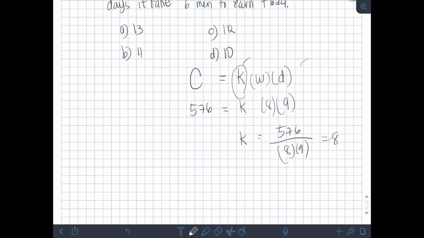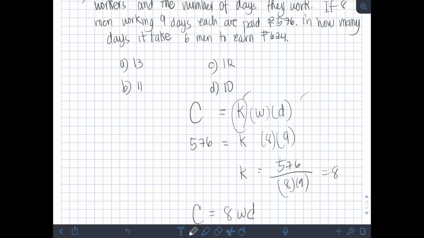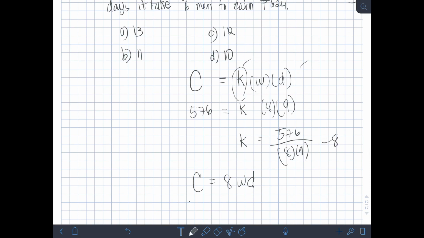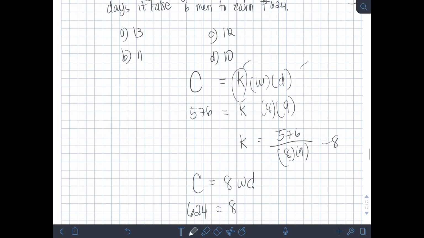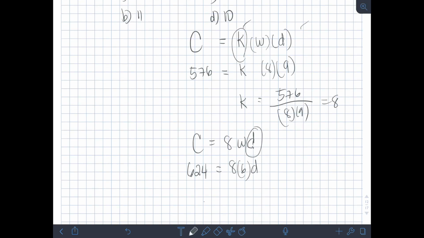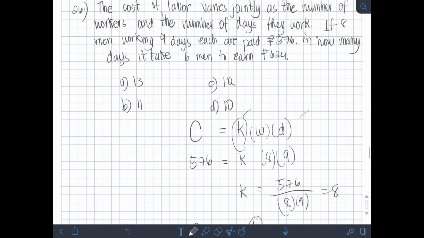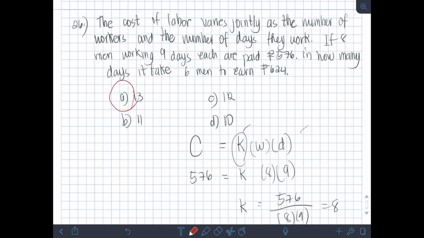So, masasubstitute na natin yung K na 8 dito sa equation. So, C is equal to 8WD. And then, yung hinahanap, how many days it takes 6 men to earn 624. So, 624 is equal to 8. Ang tinatanong ay how many days. So, anong tong D given yung number of men na 6. So, we have 8 times 6 times D. So, we have D is equal to 624 over 8 times 6. So, we have 13. So, 13 days. So, the answer is letter A.